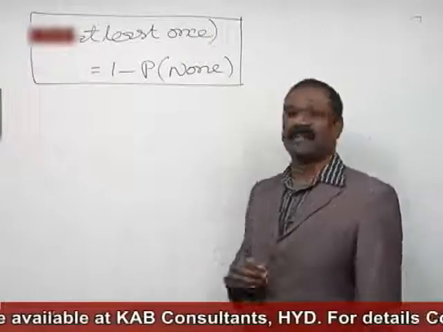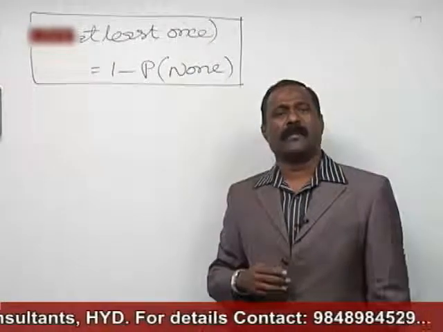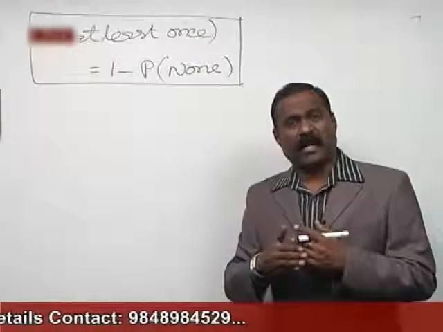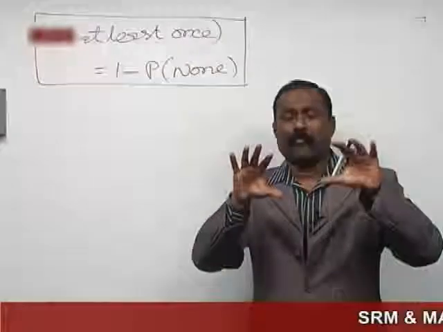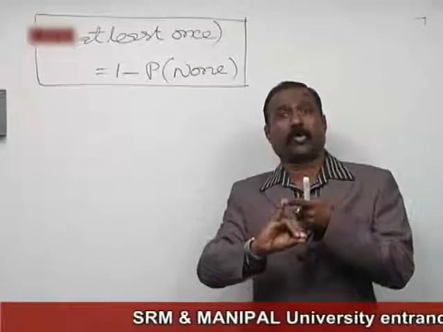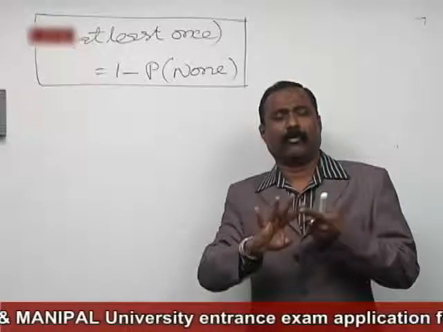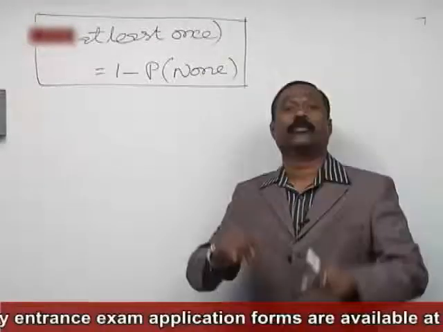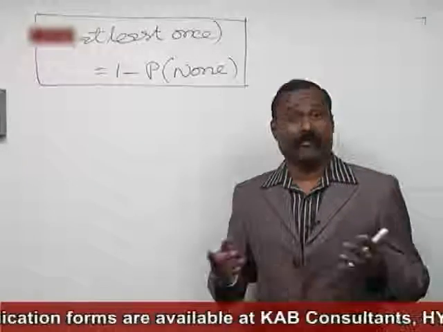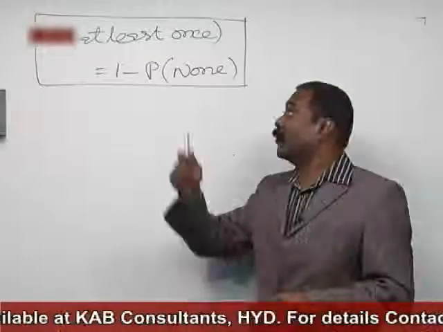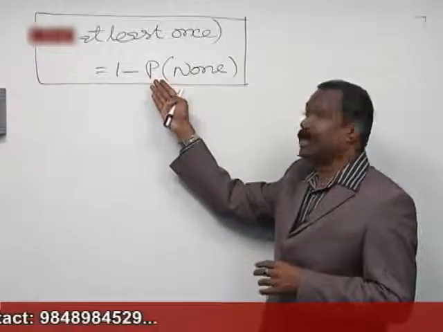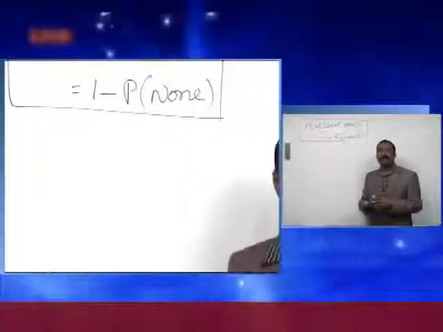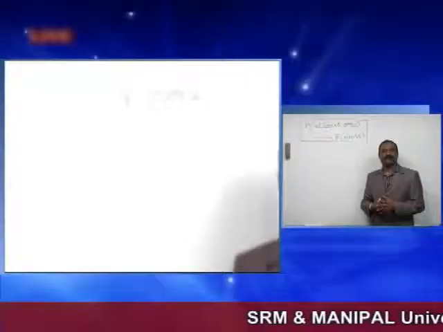Why should it be taken in the problems? At least once means, if the experiment is conducted 10 times, and you want at least once, what happens? You have to count 1, 2, 3, 4, 5, 6, and so on up to 10. That means you have to write 10 different cases. But if I know the probability of getting the same event none, that means that will not happen.